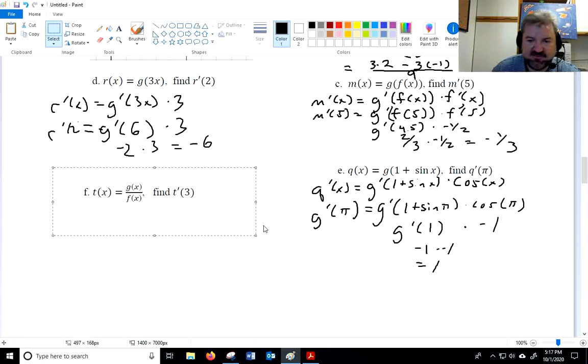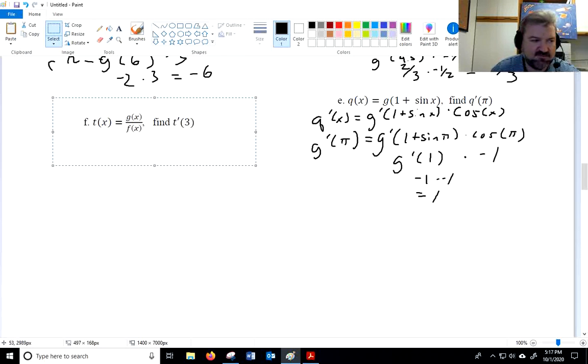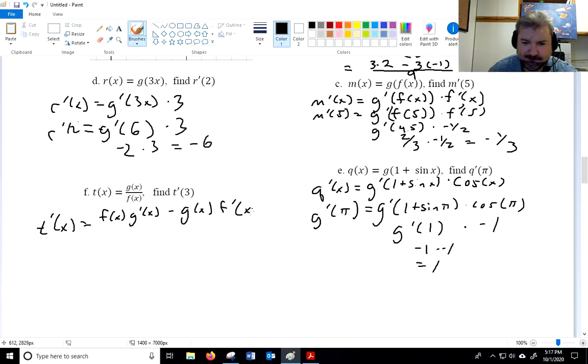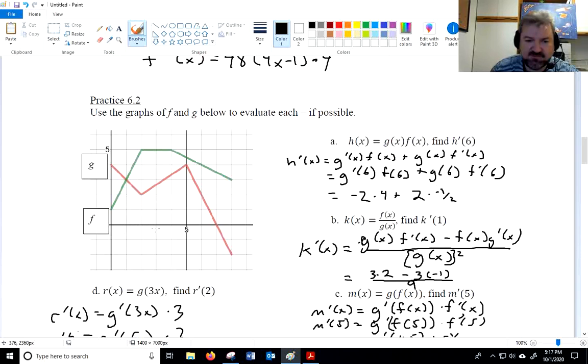All right, let's do f now. And is that our last one? I think it is. Oh my goodness. Yeah, it is. It's our last problem of this lesson too. So here we go. Oh, quotient rule. t prime of x is equal to low d high minus high d low, all over low low. t prime of 3.